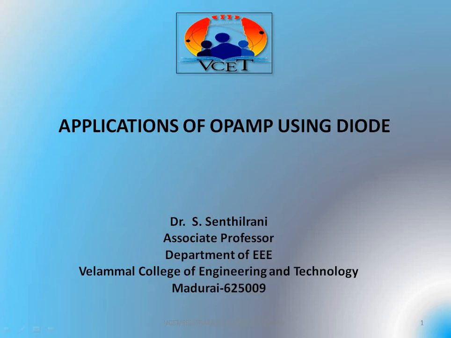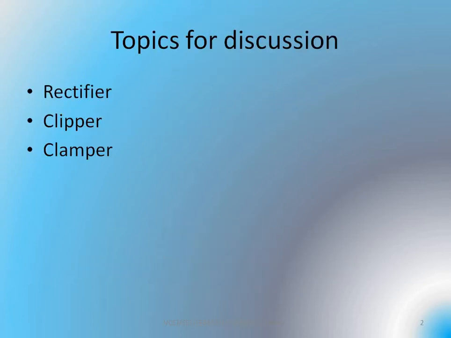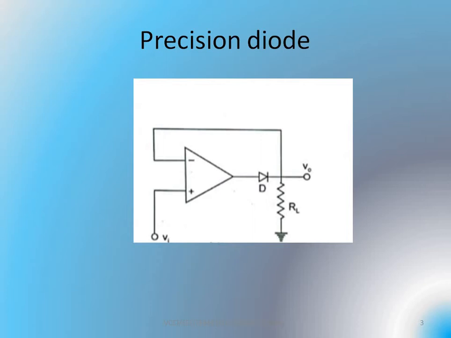In this lecture, we will be discussing the applications of operational amplifier using diodes. The following are the topics for discussion: rectifier, clipper, and clamper. We'll start with the precision diode.